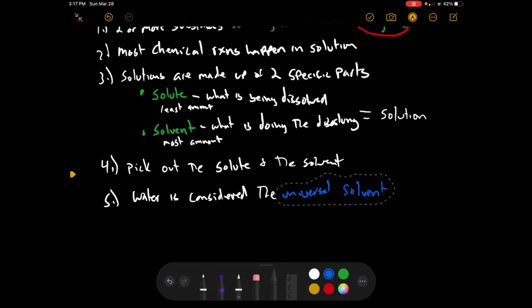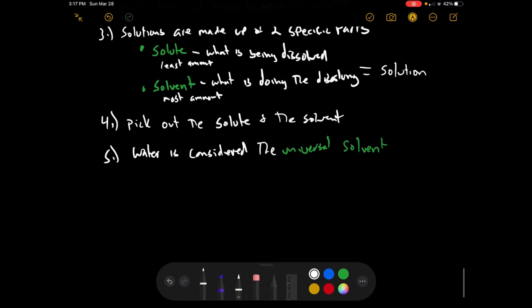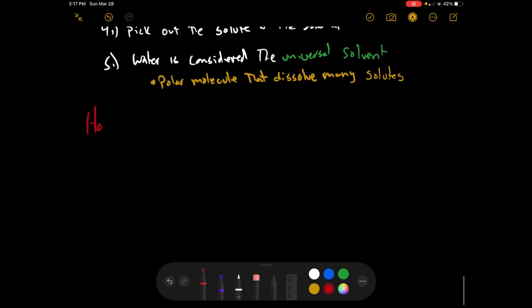Universal solvent. Make that green. Water is considered the universal solvent. Why? It's because water is a polar molecule that dissolves many different solutes.